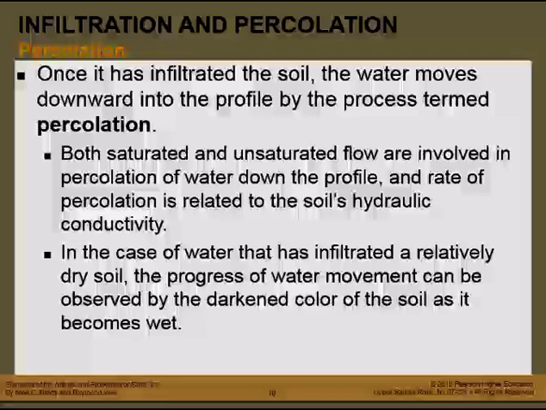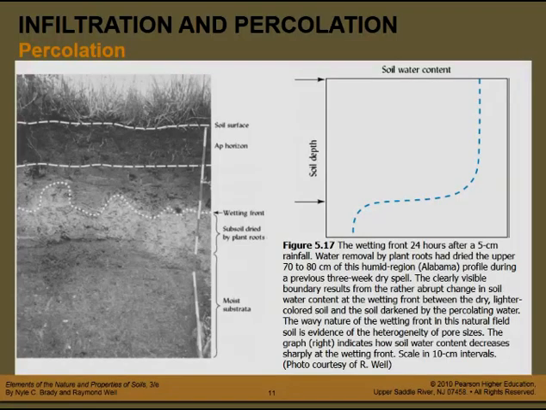In the case of water that's infiltrated a really dry soil, you can observe how the water moves by the darkening of the soil, and a few key indicators that you can tell. I think when we were doing our study of soil horizons, you guys probably saw this. But what you're looking at here is a soil profile, and if you look along this dotted line, what you're looking at right here is the wetting front of this soil. And so what happens is water reaches the soil surface, it infiltrates, and then it percolates down the soil.